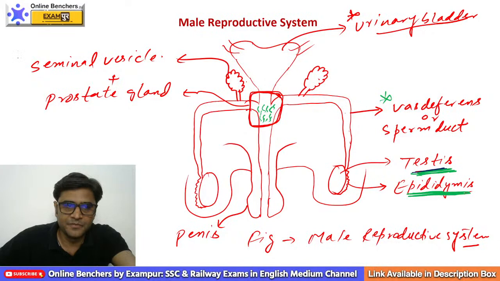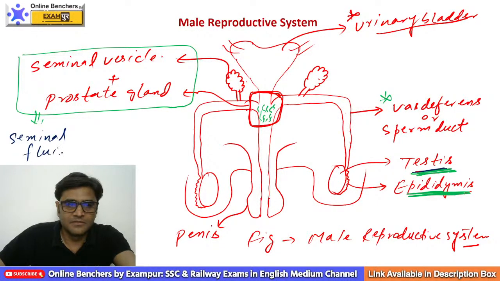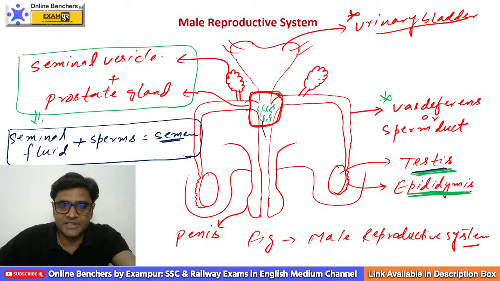When sperms reach this junction, the seminal vesicles and prostate gland secrete a fluid, and this fluid is known as seminal fluid. This seminal fluid is mixed with sperms, and then it is known as semen. So what is semen? Semen is a mixture of seminal fluid, secreted by the seminal vesicles and prostate gland, and sperms. Semen is discharged out through this route.